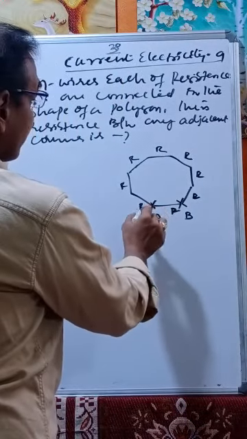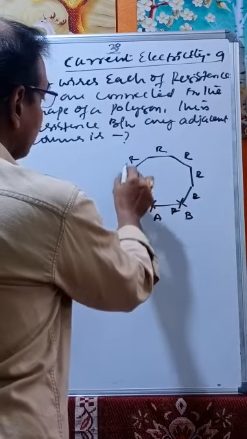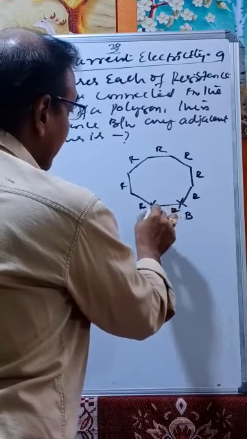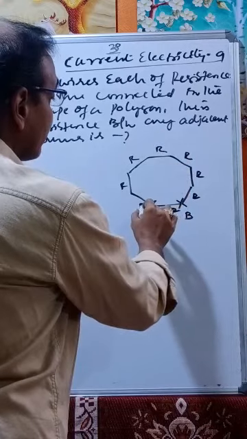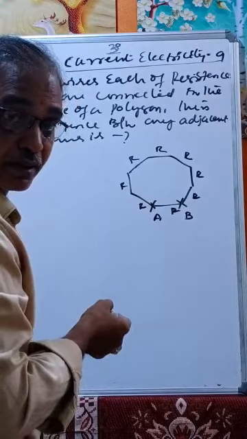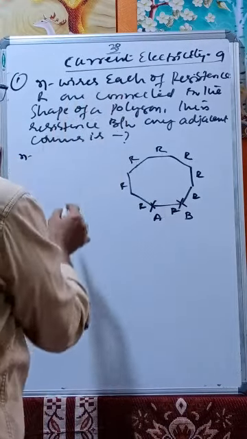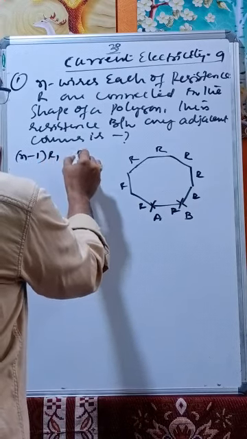Now, how many have you taken here? 1, 2, 3, 4, 5, 6, 7, 8. Now, across AB we require the resistance. Therefore, apart from AB, how many do we have? 1, 2, 3, 4, 5, 6, 7 we have. 7 plus 1 is 8. If you take n resistors, then n minus 1 are the remaining and R is the one.